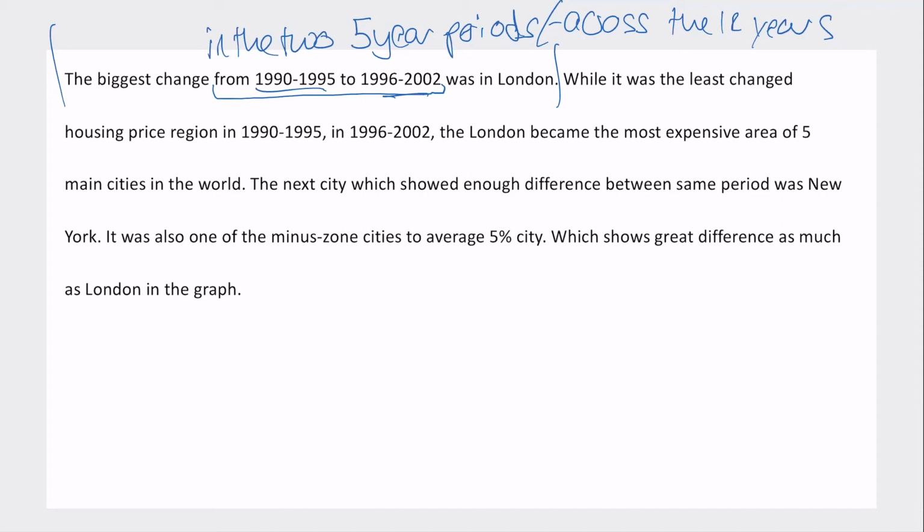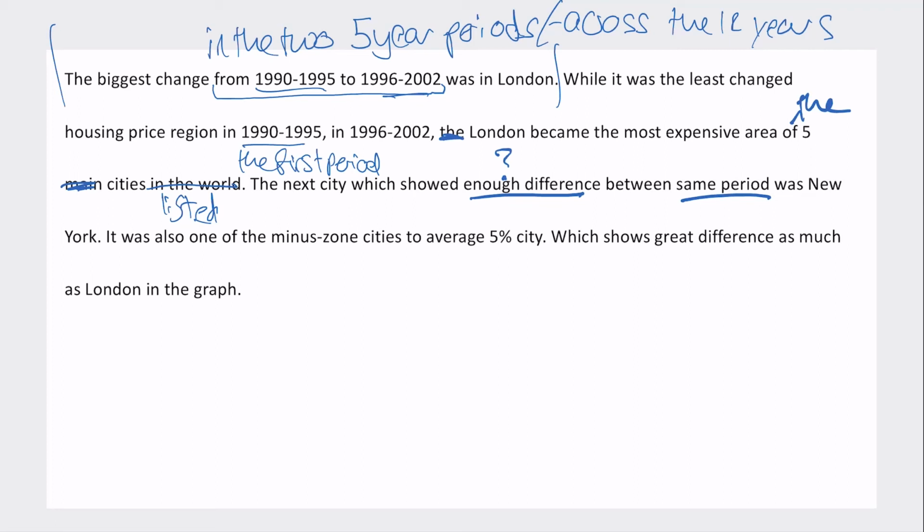"While it was the least changed housing price region in 1990 to 1995, so in the first period, in 1962, London became the most expensive area of the 5 main cities in the world." I don't think we say the 5 main cities. I just say of the 5 main cities, or the 5 cities listed, the 5 cities shown. "The next city which showed enough difference between the same period was New York." What does enough difference mean? More difference, a change, a big difference, a small difference?